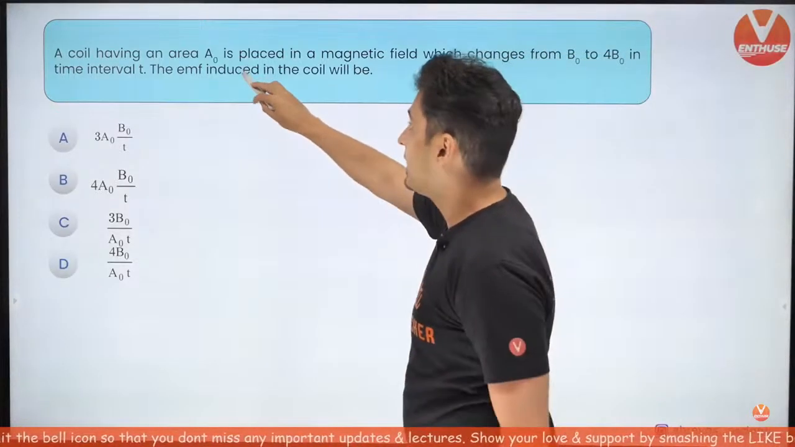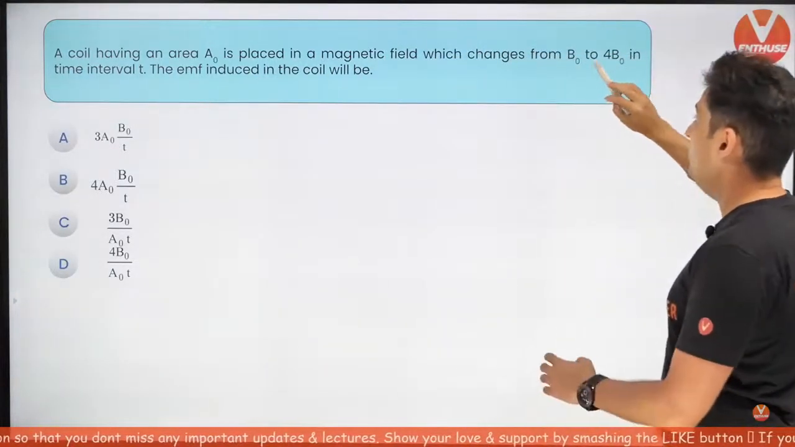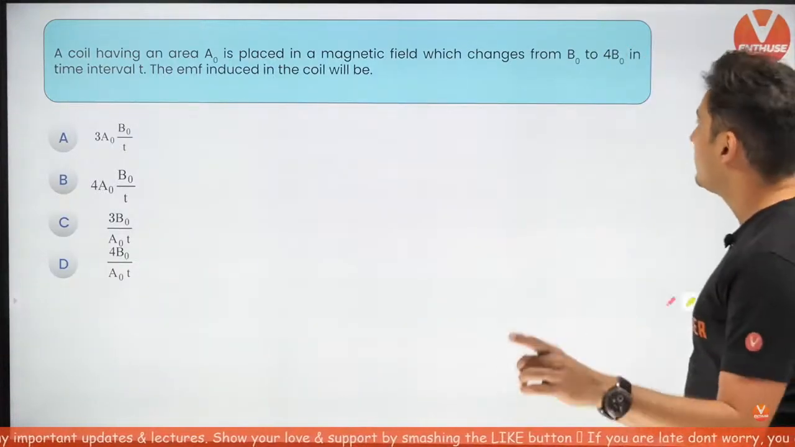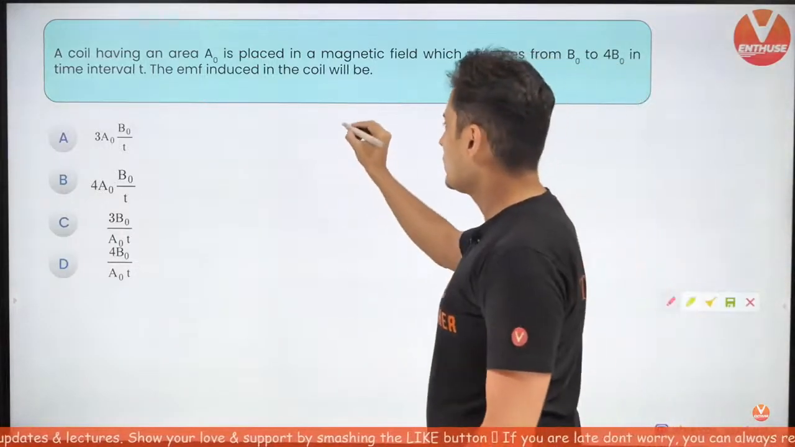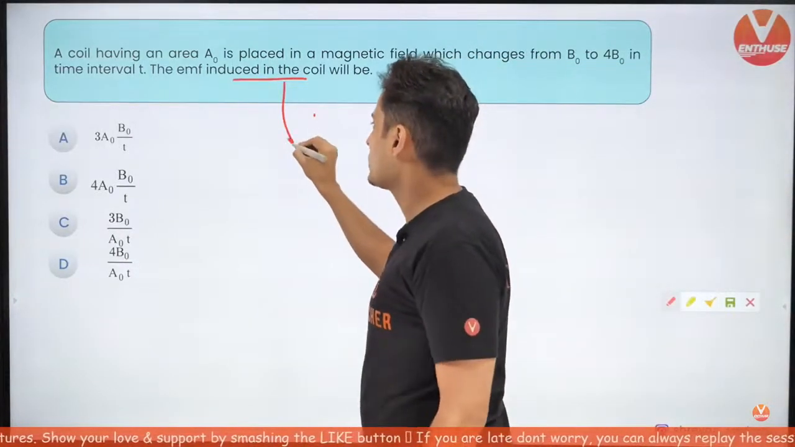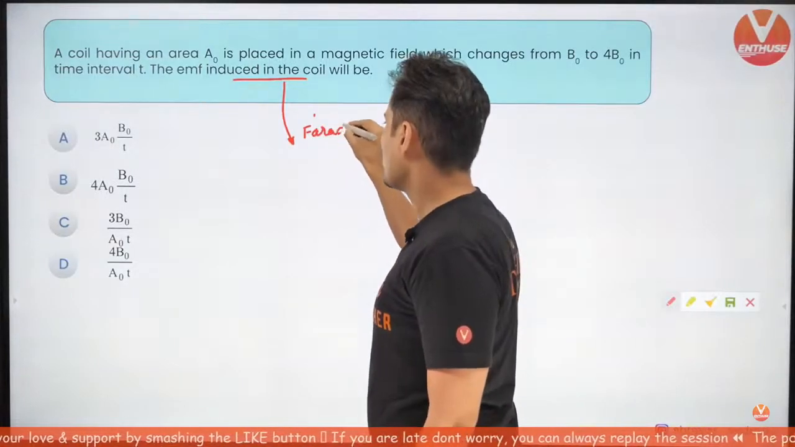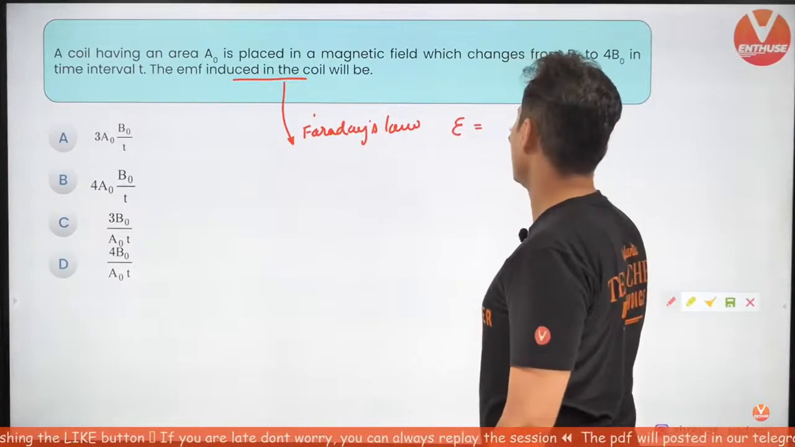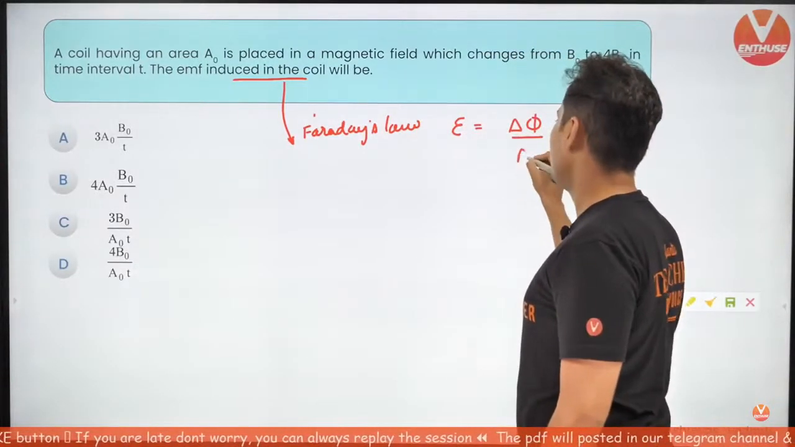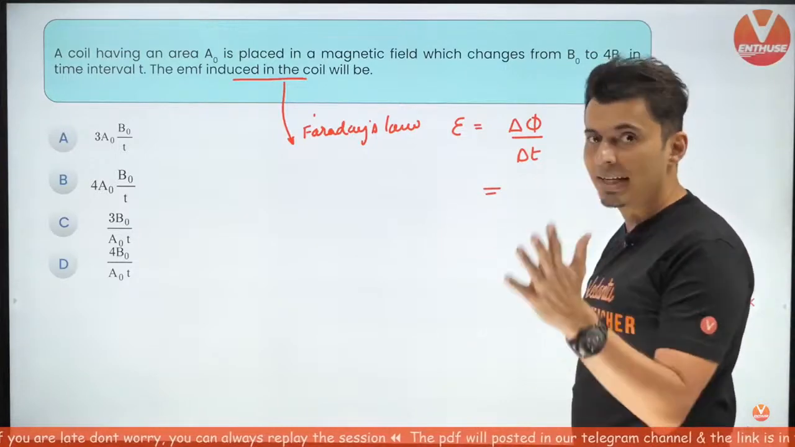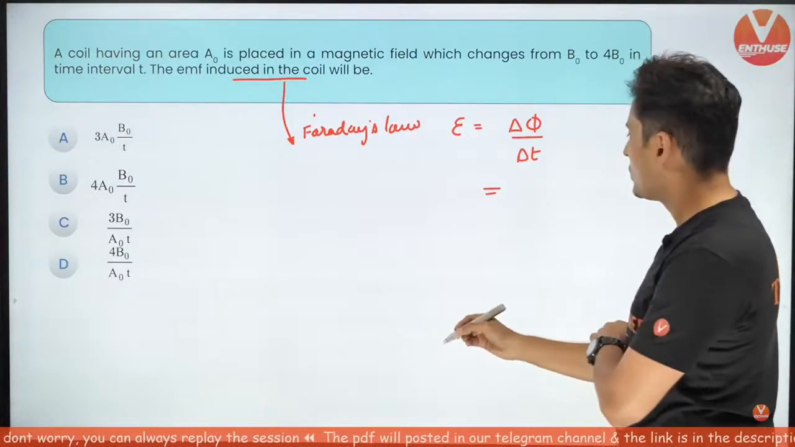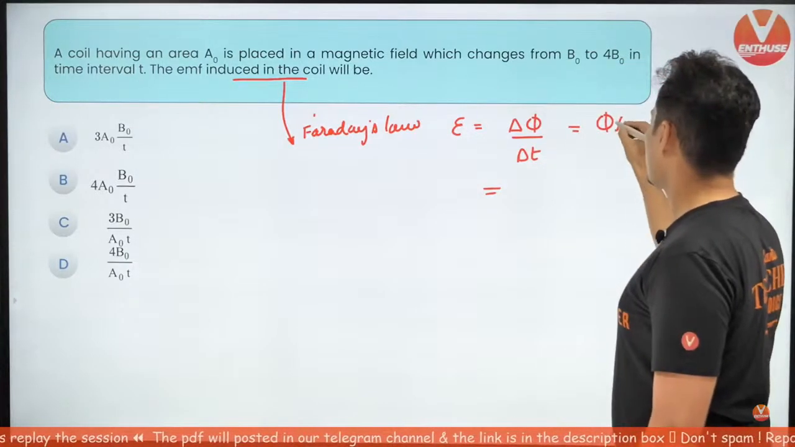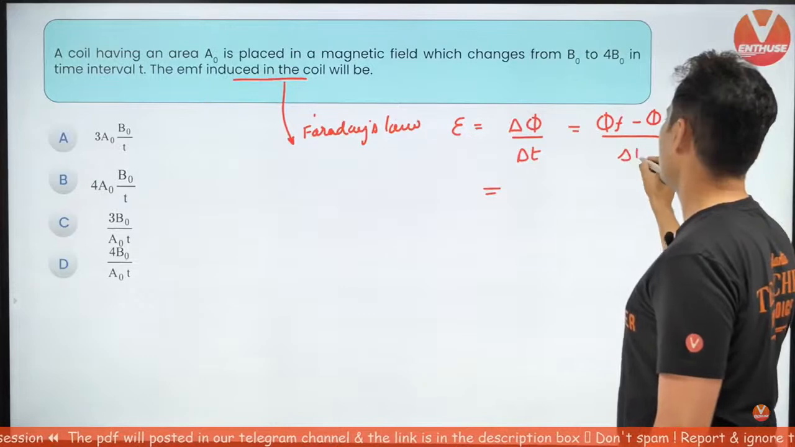A coil having area A is placed in a field which changes from B to 4B. In time t, the EMF will be how much? So B has changed. I think the induced EMF, again using Faraday's law. According to Faraday's law, EMF will be del phi by del t. Change in the flux will be final flux minus initial flux, upon the time taken.